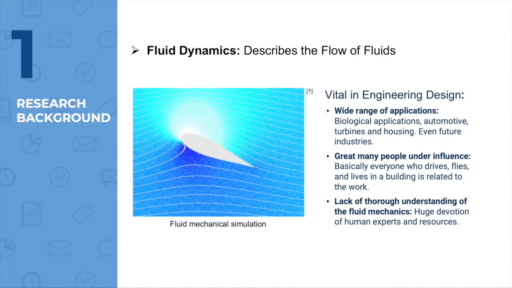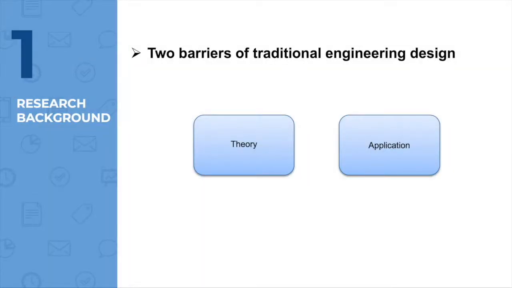So generally, everyone who drives a car, flies on a plane, or simply lives in a building with AC or turbines is under its influence. But the two key problems of the current designing process lie in its theory and application.